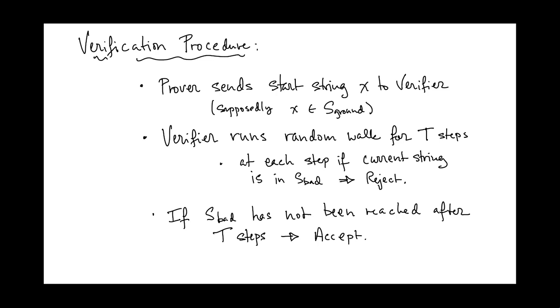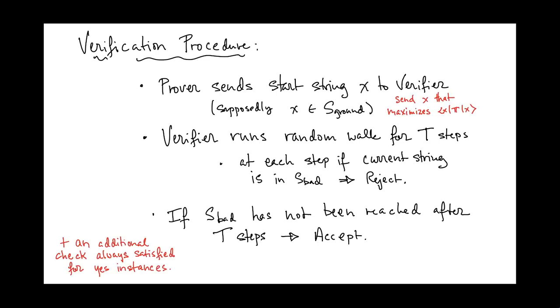There's a little technical caveat, which I'll sort of touch on in the last slide. There's an additional check that we need. And the good thing is that it's always satisfied for yes instances. So I'll hint at what that is. It's not the crux of the matter here. And related to that technical point is the verifier doesn't send just any x. It sends the x that maximizes the overlap with the ground projector, which supposedly the prover can do.